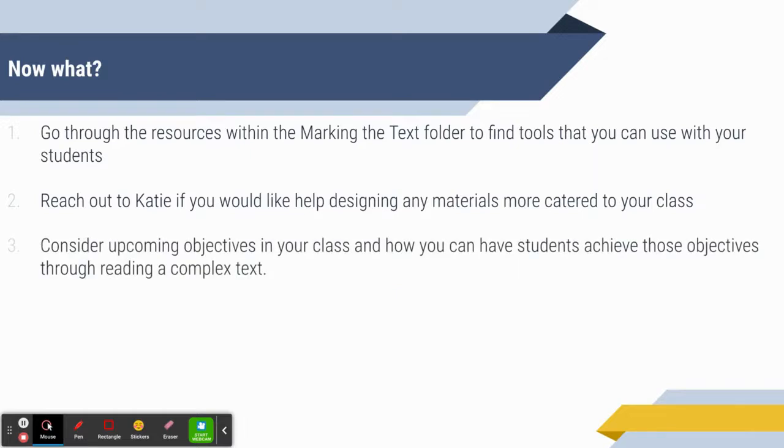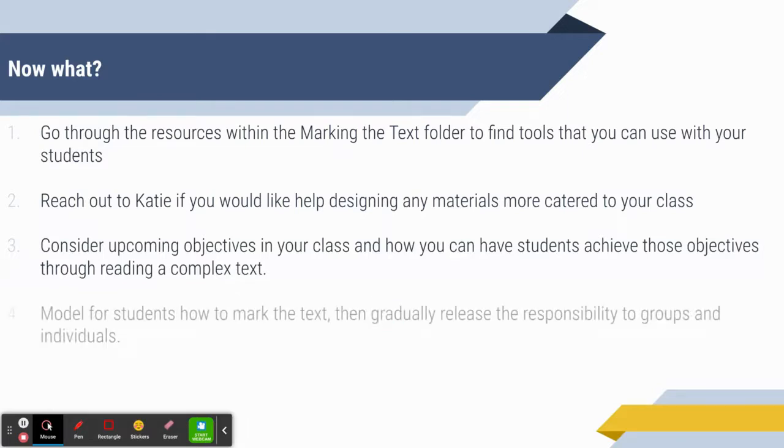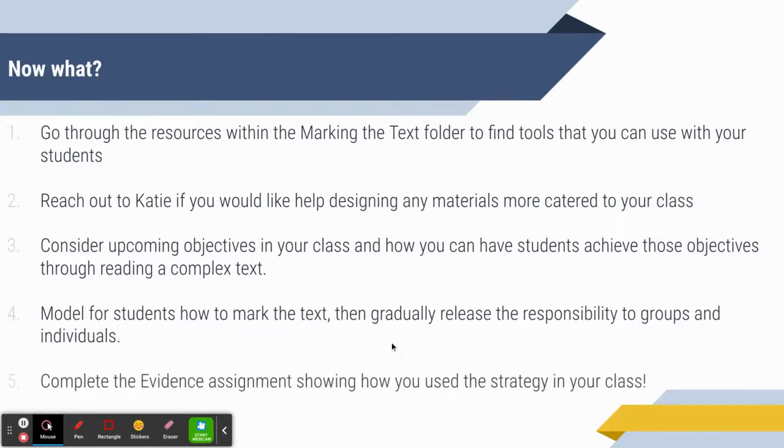Then you're going to consider upcoming objectives in your class and how you can have students achieve those objectives through reading a complex text. Model for students how to mark the text, then gradually release the responsibility to groups and individuals. Once you've done that, you're going to complete the evidence assignment showing how you used the strategy in your class. Happy text marking!